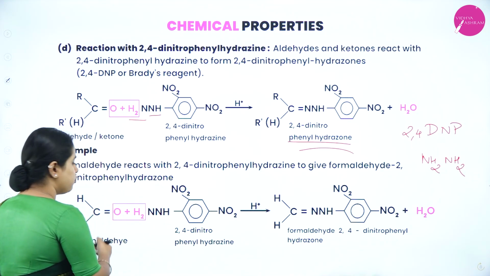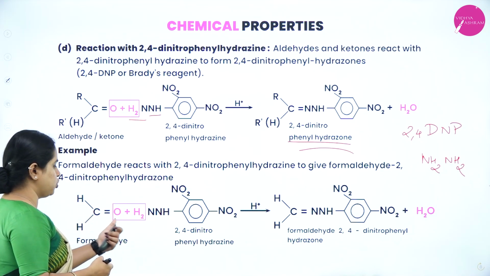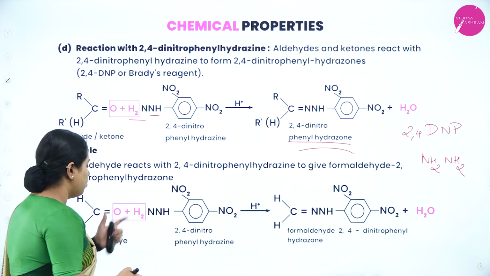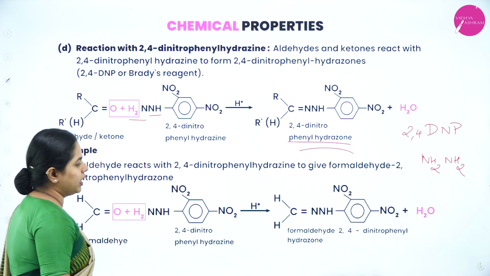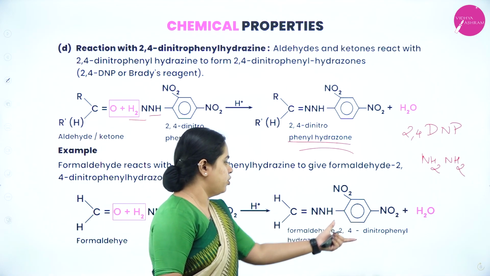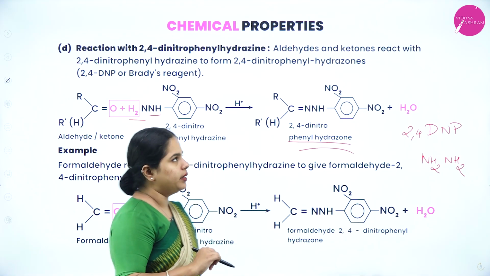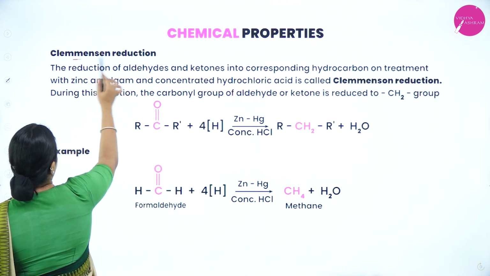So let's take it again with formaldehyde. What is going to happen? HCHO we have taken, NH2, NH and the 2,4-dinitrophenyl part. Water is going to be removed again in presence of acid. We are going to get the corresponding phenylhydrazone. Clear? Right. The next one is Clemmensen reduction.